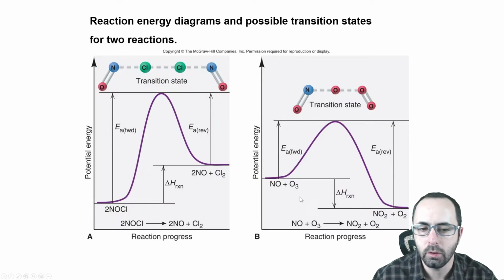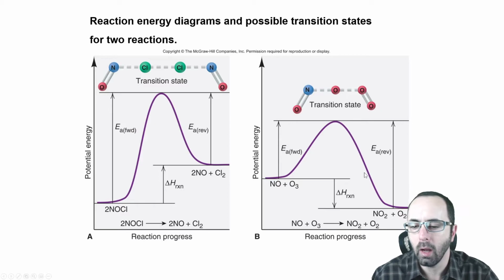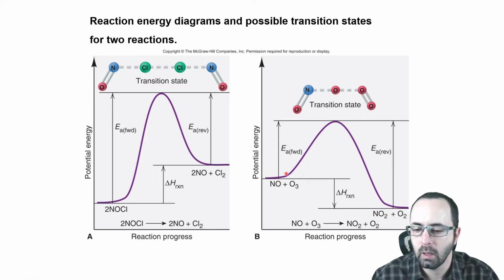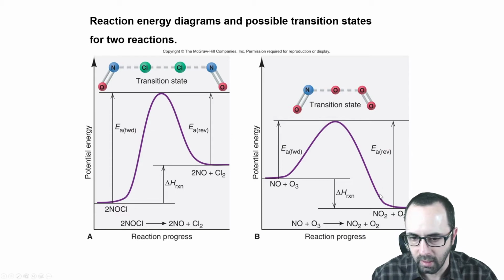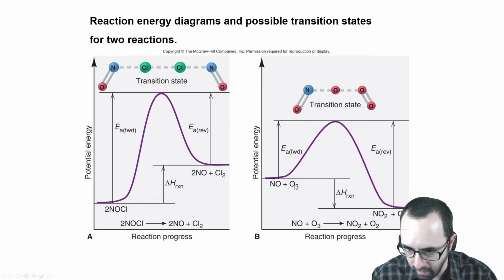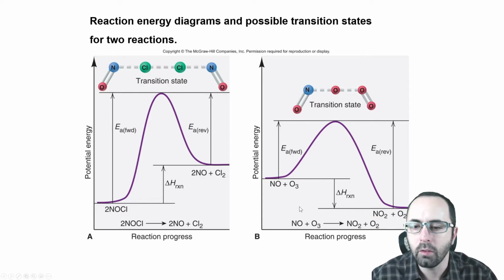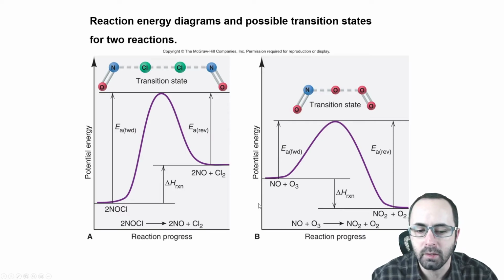So here are two examples. On the right side, we have another exothermic reaction. Here, we can tell because the reactants have greater potential energy than the products. And so there's a negative delta H reaction, and the result is that the forward activation energy is lower than the reverse activation energy. This reaction will go faster in the forward direction than it will in the reverse direction, assuming we have equal amounts of reactants and products.